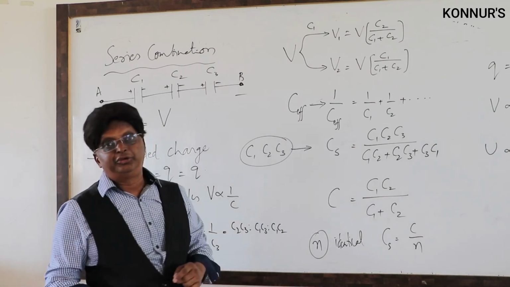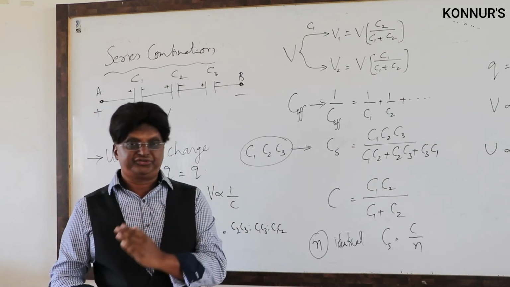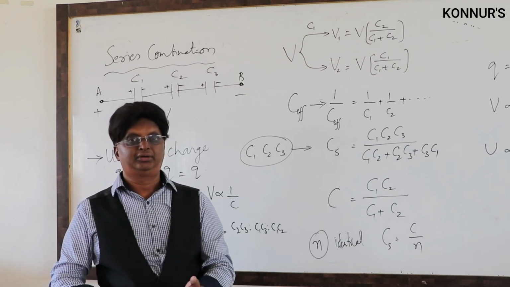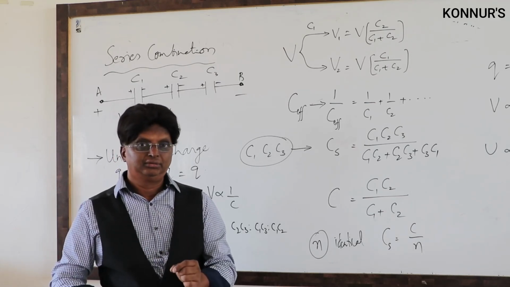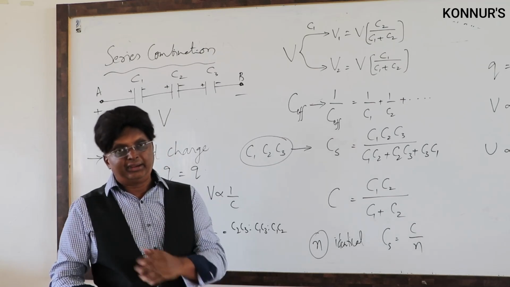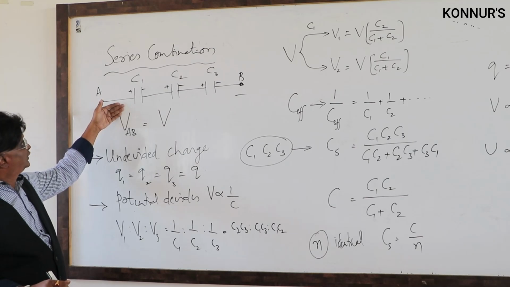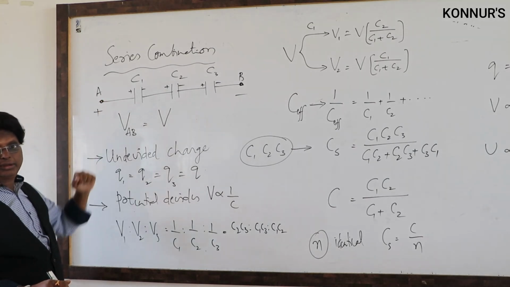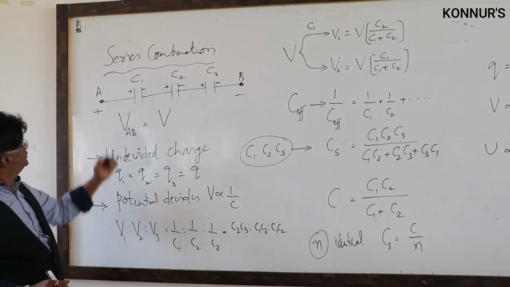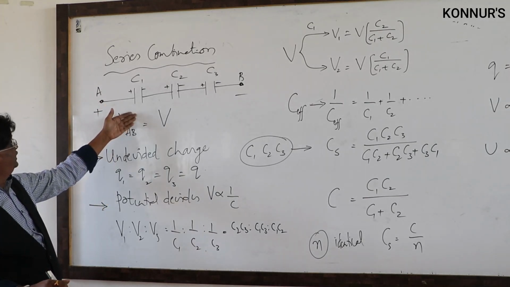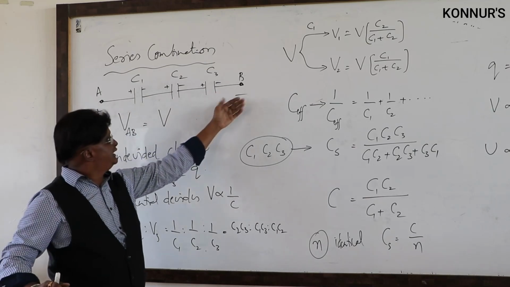Remember the statement in your notebook? It is undivided charge. A group of capacitors, a group of condensers in which charge is undivided, in all such cases it will be a series combination. So undivided charge is the rule for the series combination that is shown here, and you can see I have connected between the points A and B.